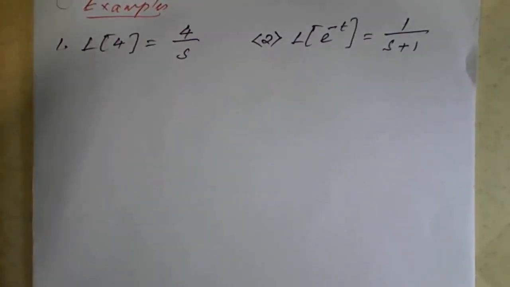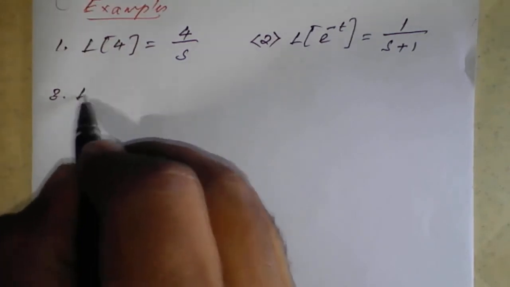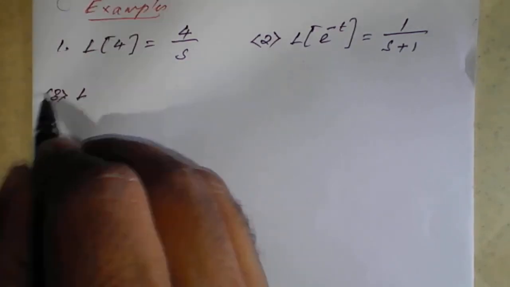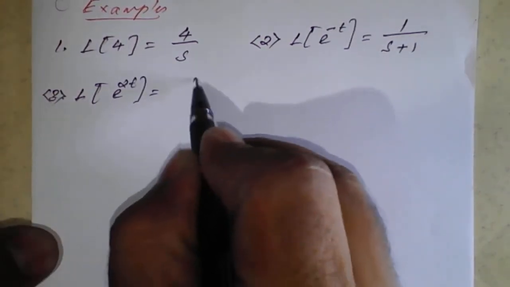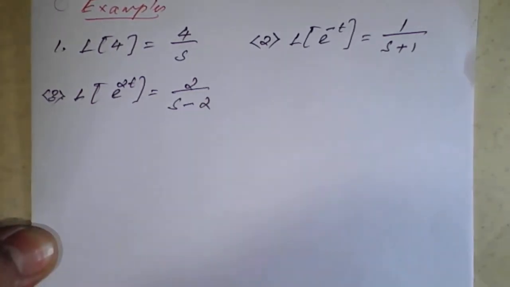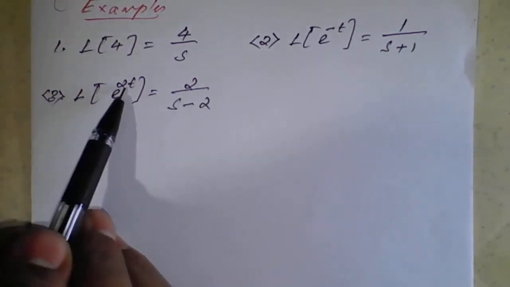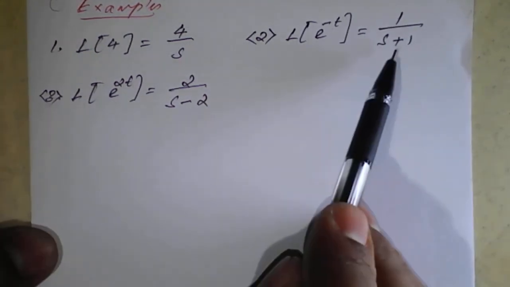Fine. Next, one more example. I will take Laplace of e raised to 2t. It will become 1 divided by s minus 2. This 2 is the value of a, and here it is positive, that's why it is negative in the denominator. In the previous example it was negative, that's why it was positive.